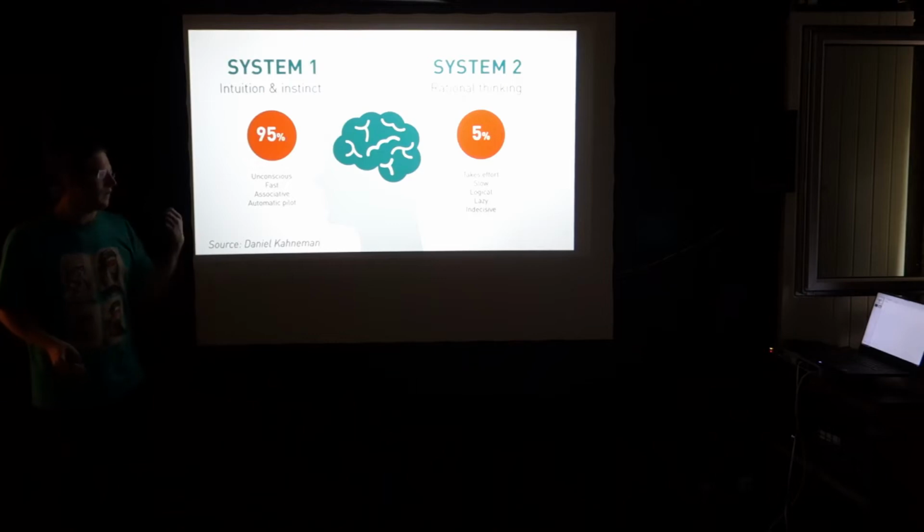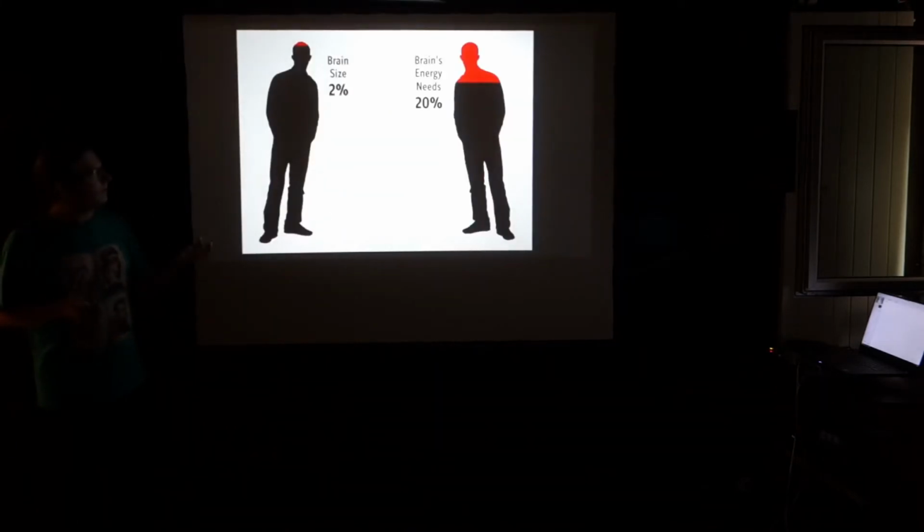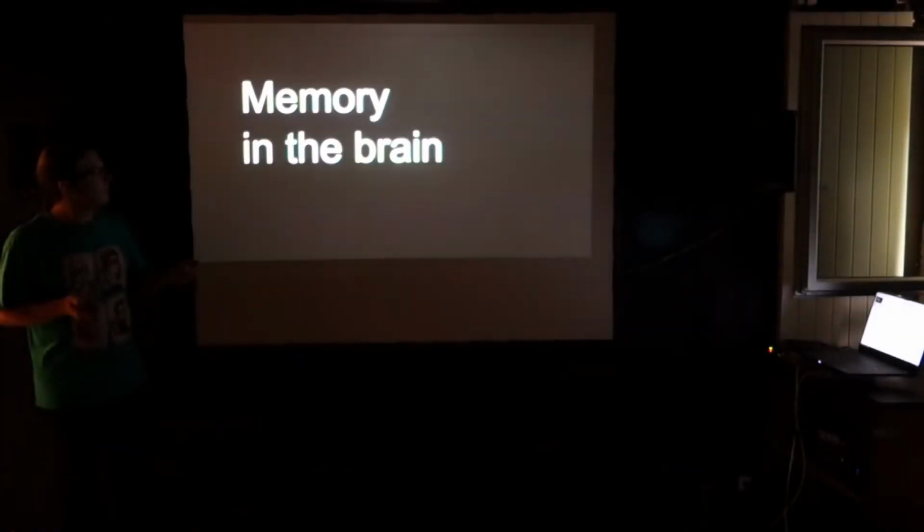It overrides the other system. It can make very critical choices. It can make very deep thoughts, but it also takes a lot of energy and a lot of time, and it works only in a sequential mode. Yeah, that's what I said about the brain's energy needs.